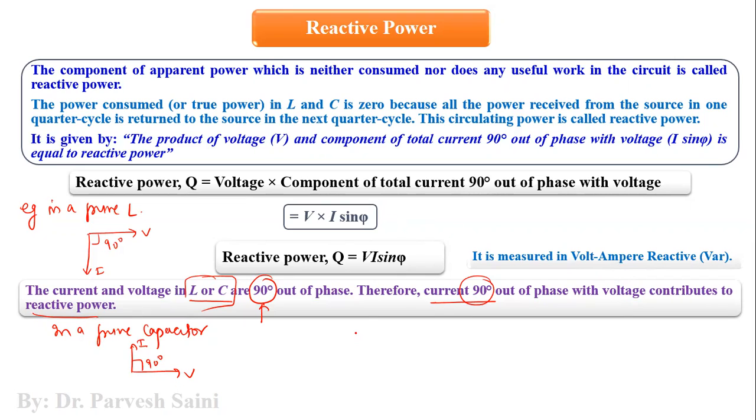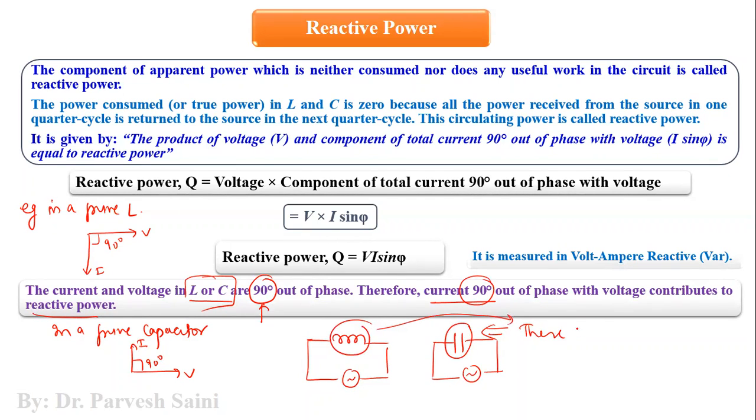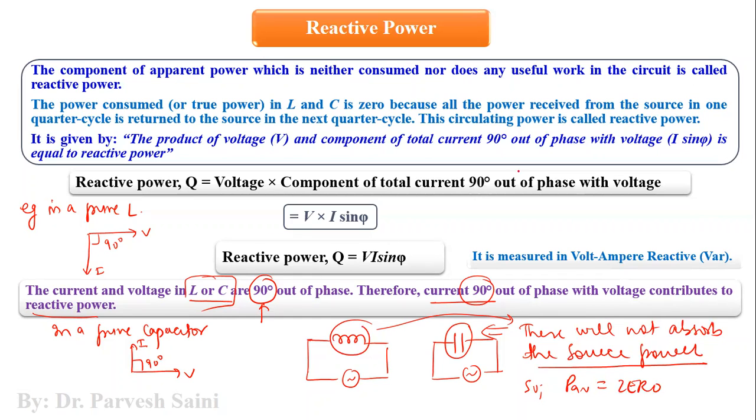So that means an inductor or a capacitor, when connected to some AC source, will not dissipate or absorb the source power, and because they will not absorb the source power, the average power here is zero. It is zero, right?